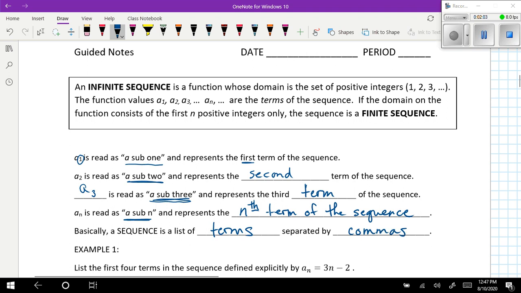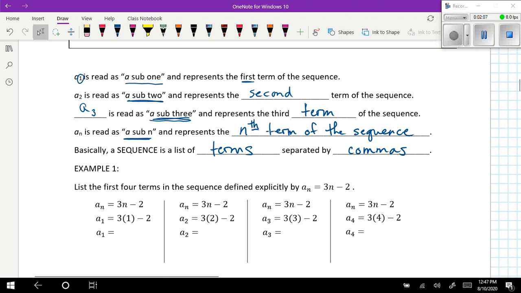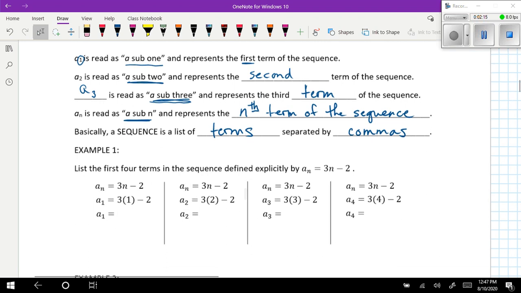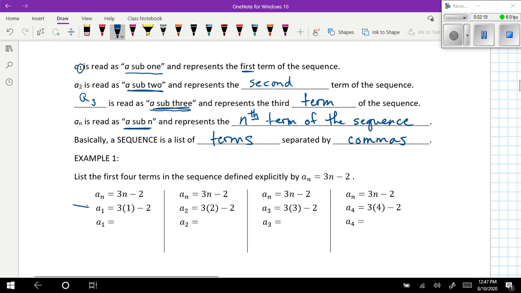Pretty simple. For example, list the first four terms in the sequence defined explicitly by a sub n equals 3n minus 2. So I'm going to start here. A sub n equals 3n minus 2, and I am going to substitute a 1 to find my first term. So 3 times 1 minus 2, that's 3 minus 2. So a sub 1 is equal to 1.